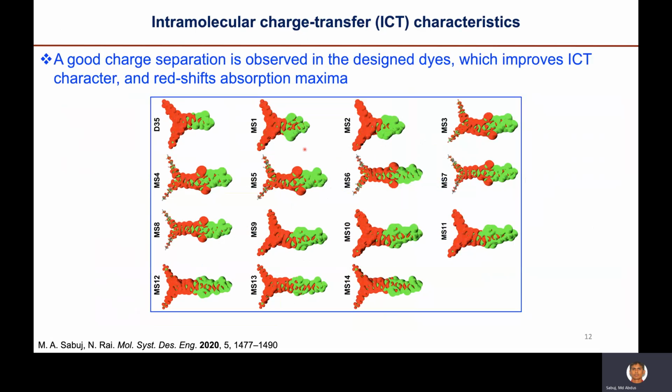The prominent intramolecular charge transfer character of these dyes is clearly visible from the density difference plots, as can be seen from this figure. The charge transfer is observed from the TPA donor to the cyanoacrylic acceptor and part of the pi spacer adjacent to the acceptor unit. This indicates good charge separation in all the designed dyes, which will also facilitate redshift in the absorption spectra.